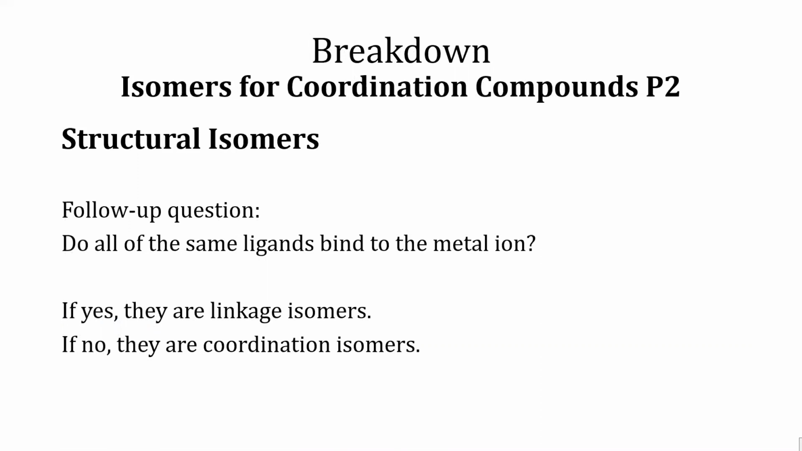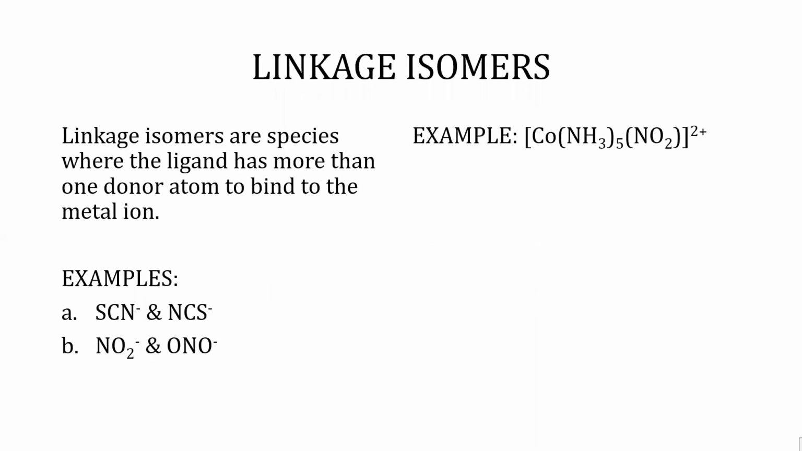For structural isomers, there is a follow-up question. Do all of the same ligands bind to the metal ion? If yes, they are linkage isomers. If no, they are coordination isomers. Linkage isomers are species where the ligand has more than one donor atom to bind to the metal ion. Examples include SCN- and NCS-, NO2- and ONO-.